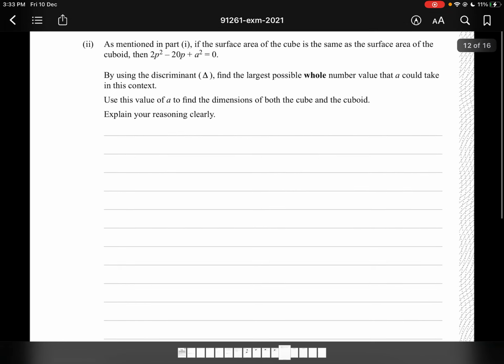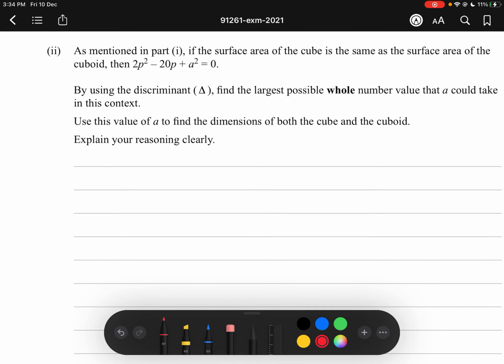As mentioned in part 1, if the surface area of the cube is the same as the surface area of the cuboid, then 2p squared minus 2p plus a squared equals 0. By using the discriminant, find the largest possible whole number value of a that could be used in this context. Use this value to find the dimensions of both the cube and the cuboid. So explain your reasoning clearly.